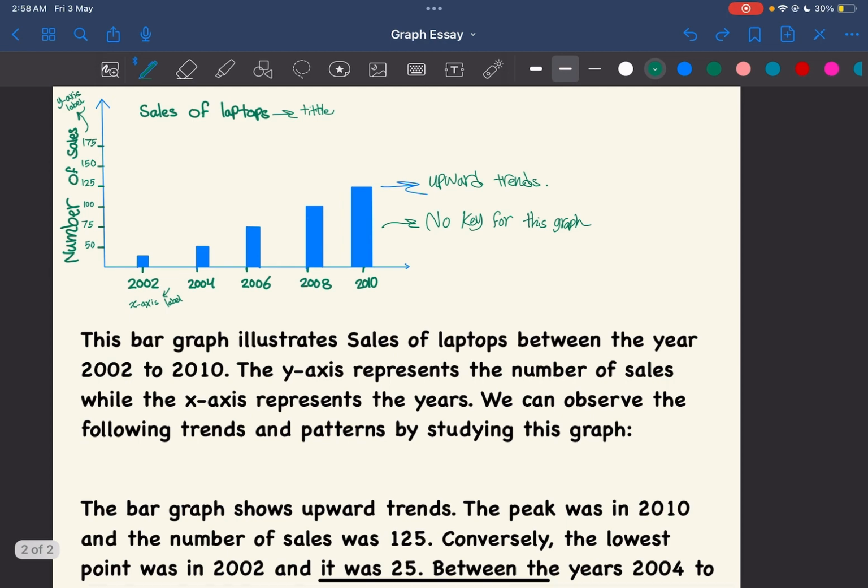Now let's read this example. This paragraph illustrates sales of laptops. This is the title of this graph. Between the years 22 to 29. Now let's talk about the labels. The Y label represents the number of sales, while the X axis represents the number of years. We can observe the following trends and patterns by studying this graph.